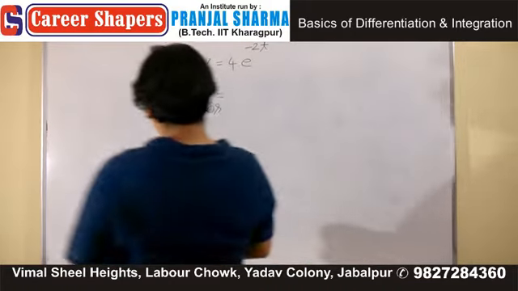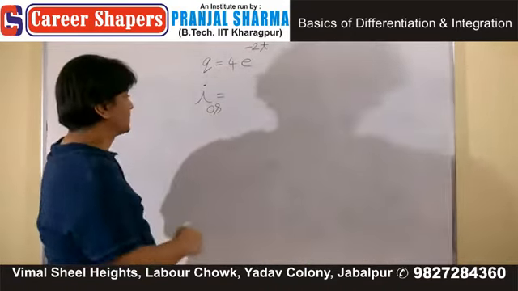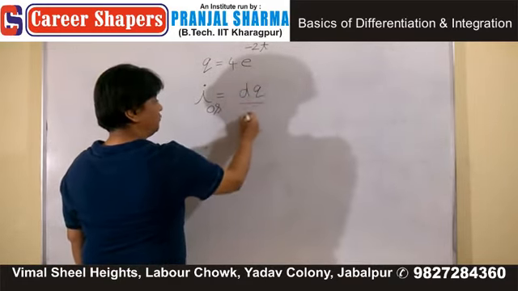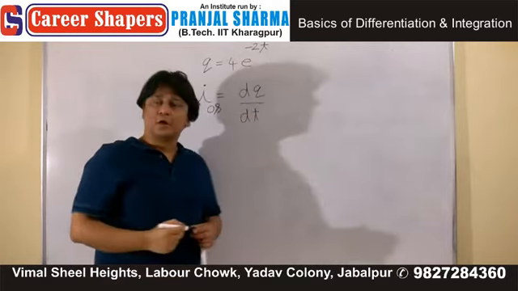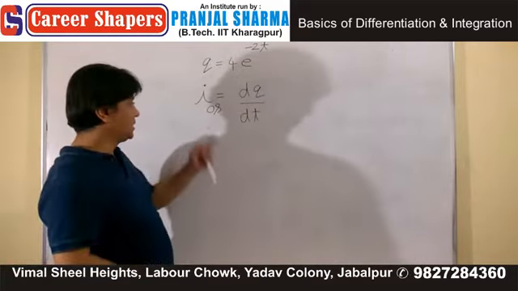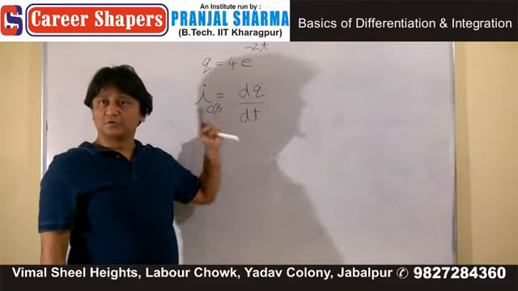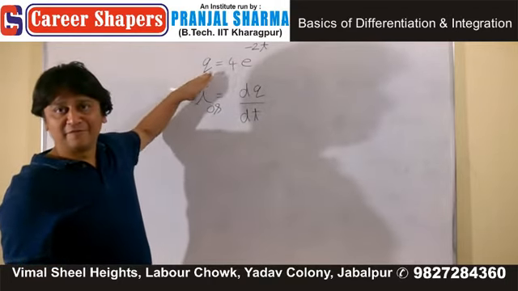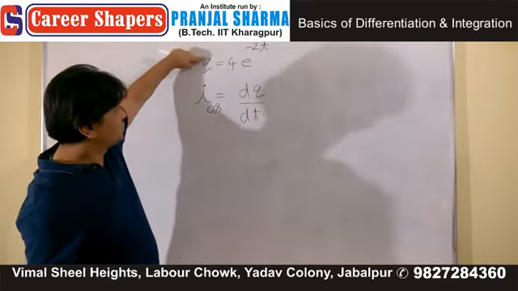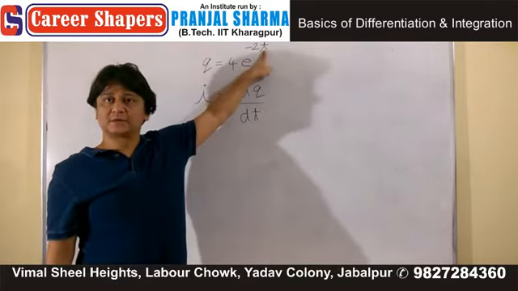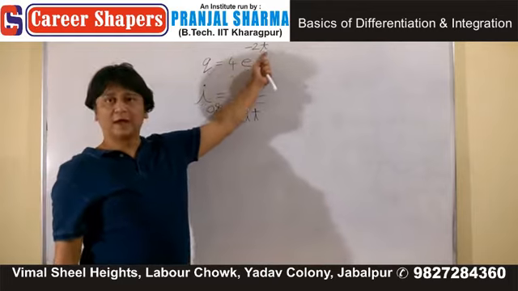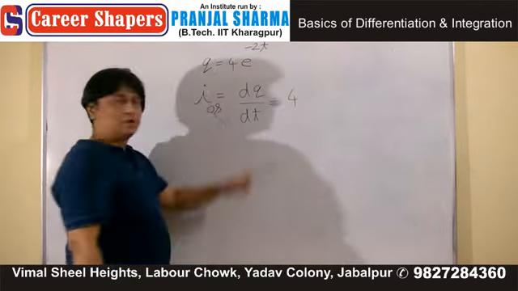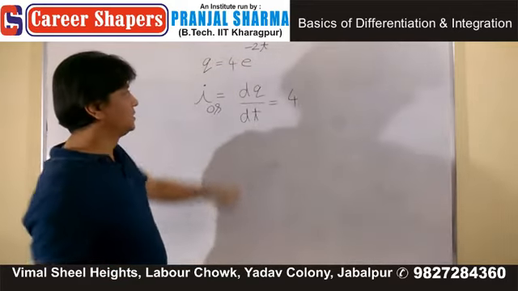Look, I hope you know that I is rate of flow of charge. If I say that electric current I is rate of flow of charge, which is dq by dt, then you simply need to differentiate it. This is your y and this is your x. How do you differentiate? You will keep the 4 constant, it's already present.